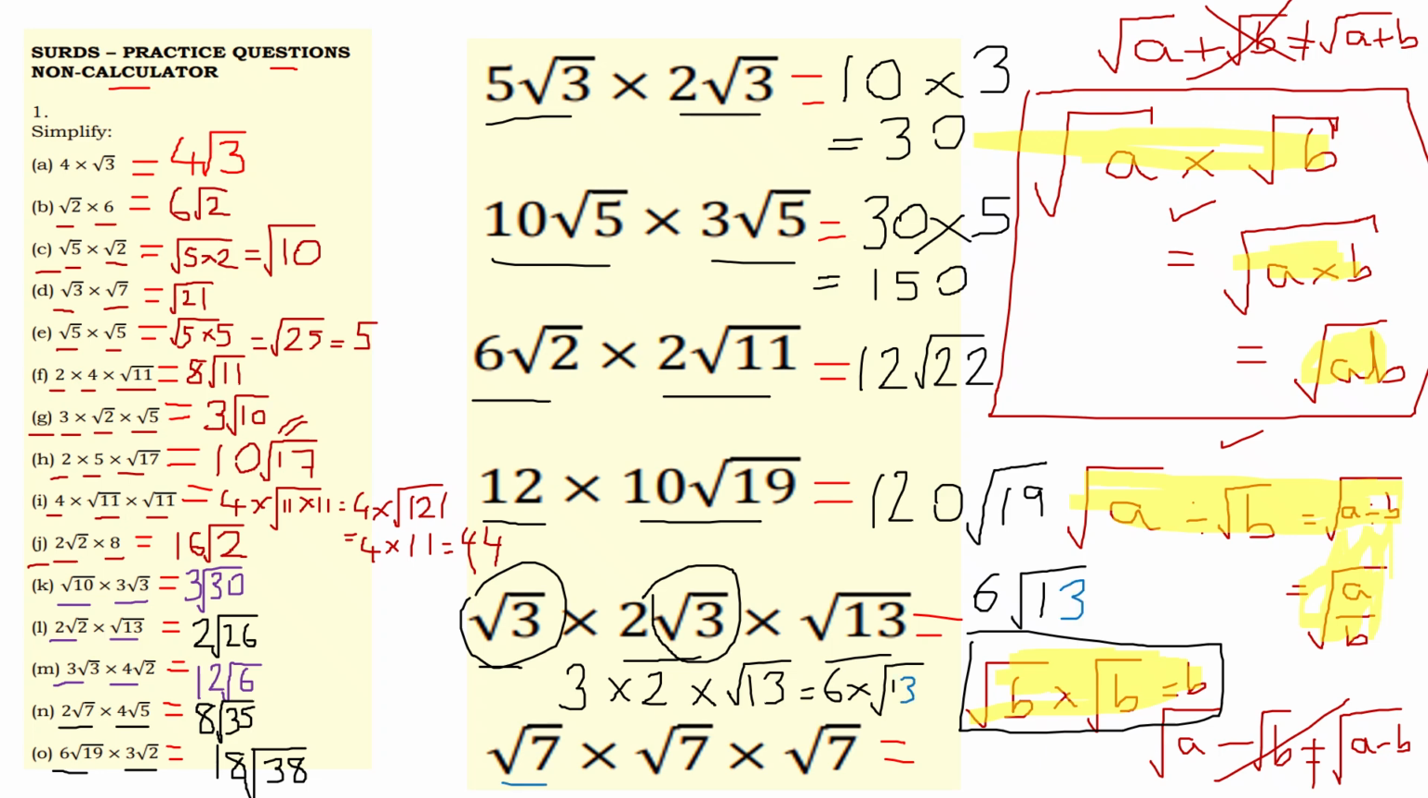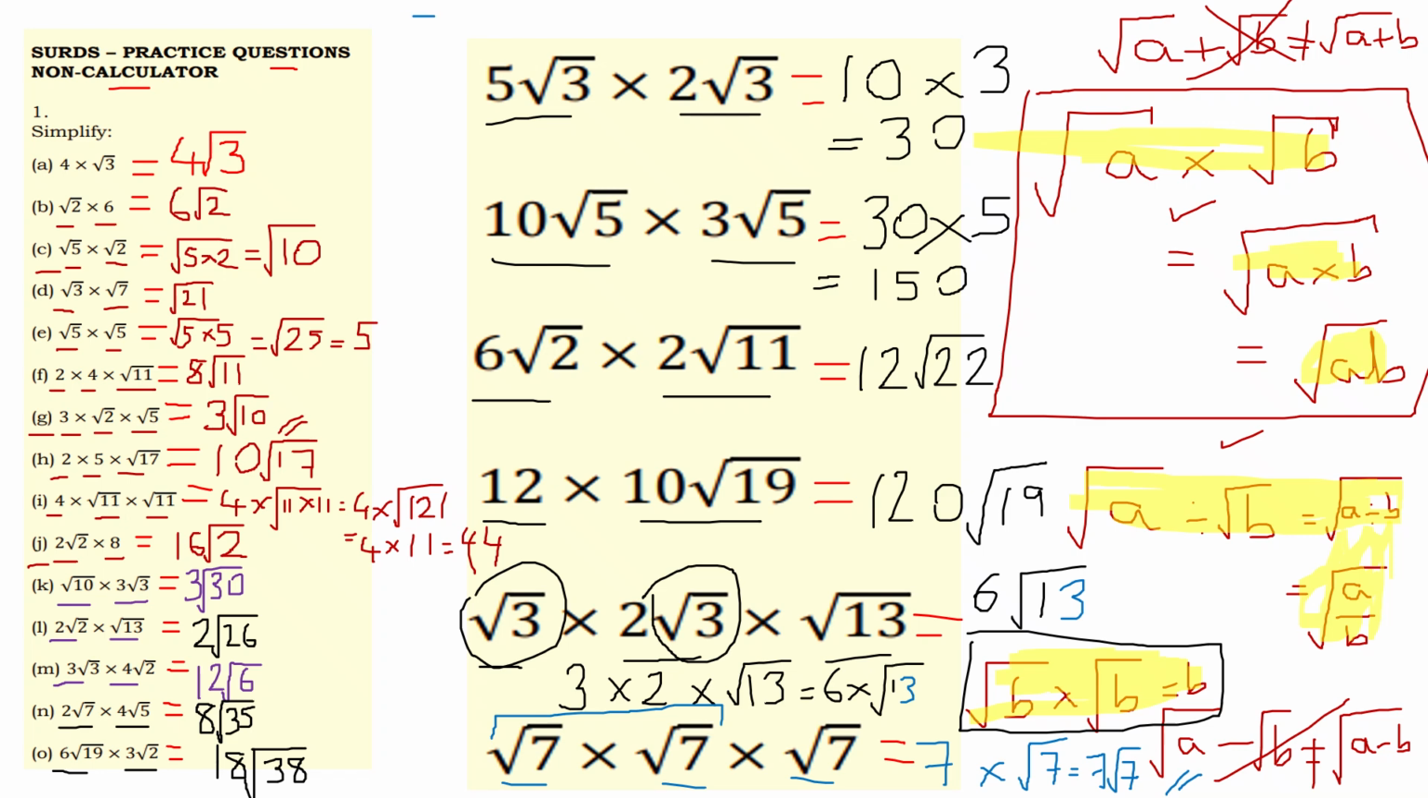Root 7 times root 7 times root 7. So again, root 7 times root 7 is 7. So we have 7 times root 7, and 7 times root 7 is 7 lots of root 7. So 7 root 7. And that is how we multiply with surds in this video lesson.